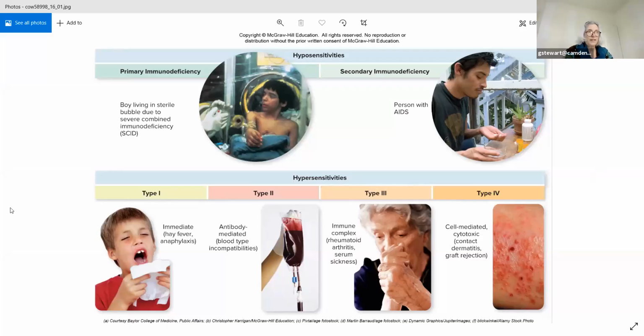So let me share my screen with you. Let's see if I can just find all my PowerPoint, all my controls here. I think I'm just going to be able to, okay, do them one at a time.